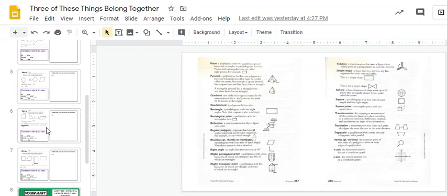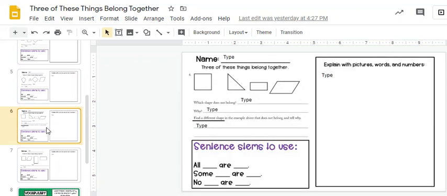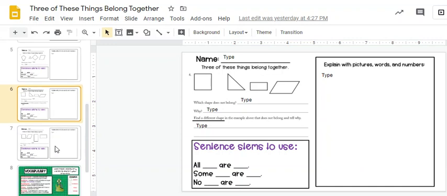Now, one thing that you'll notice is that for problem number 4, it says find a different shape in the example above that does not belong and explain why. So that one adds a little bit of a challenge. So you're going to do that with pictures, words, and numbers.